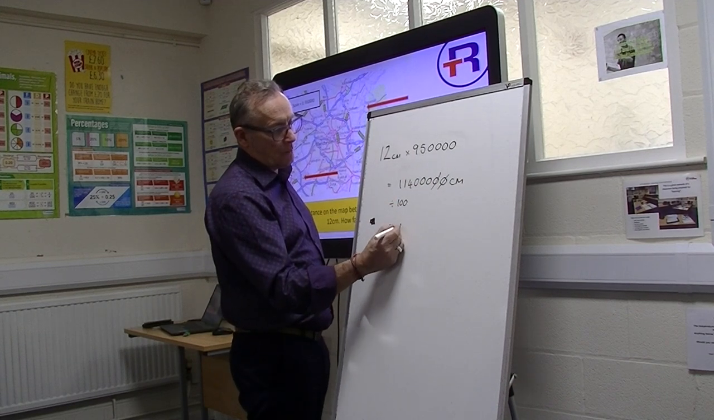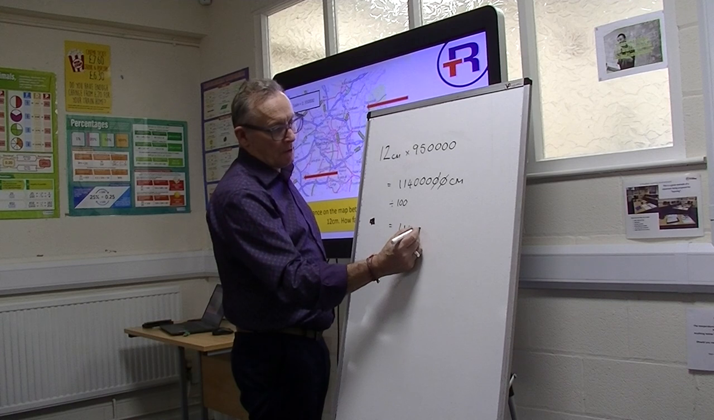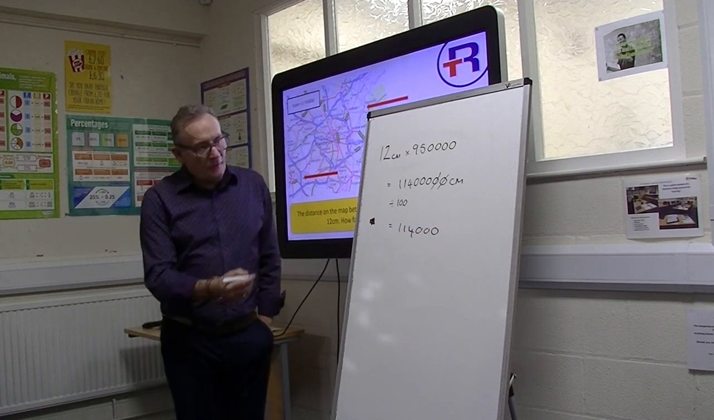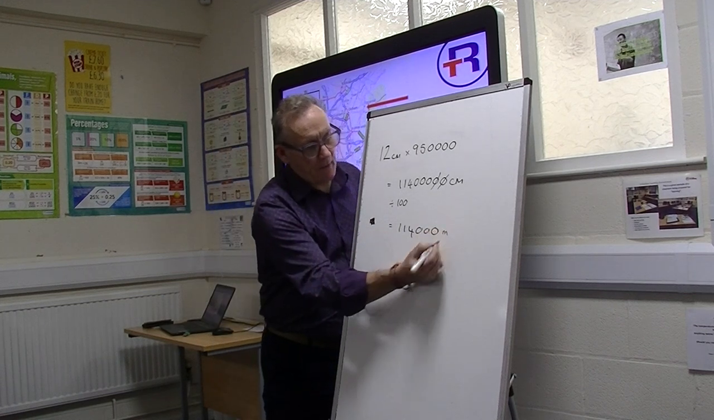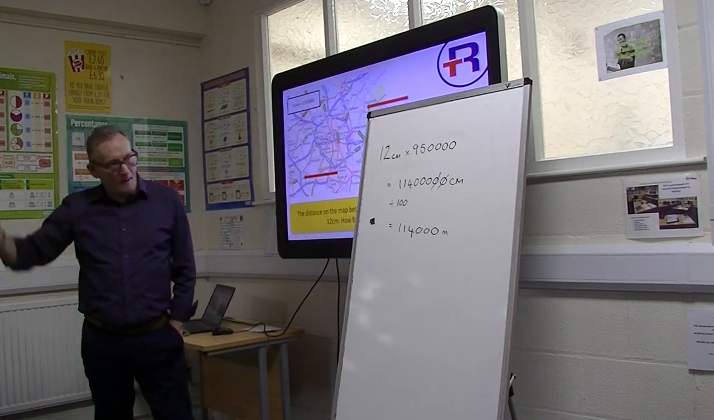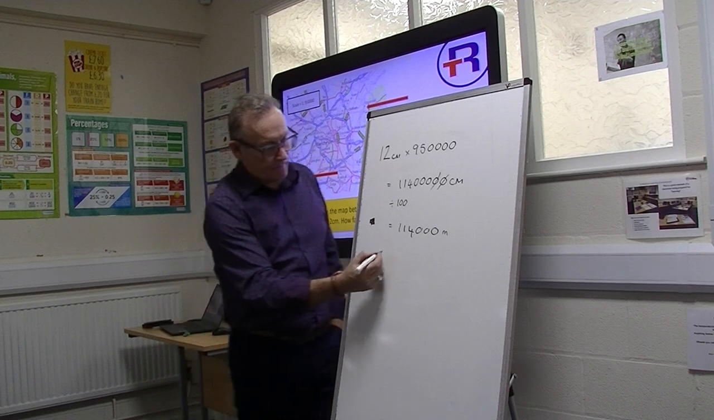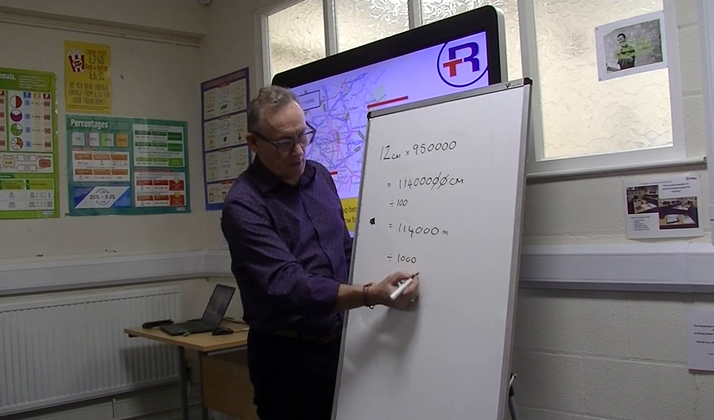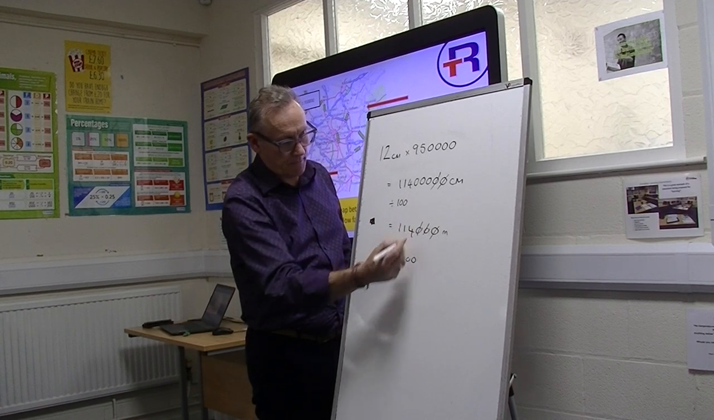Okay? 1, 1, 4. 1, 2, 3 noughts left. So now we're going to go from metres, because they're metres now, up to kilometres. Can we remember how many metres are in a kilometre? 1,000. So now we're going to divide that by 1,000. 3 noughts. 1, 2, 3.